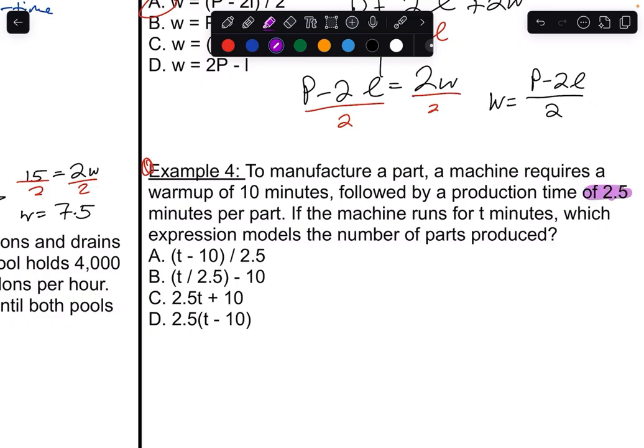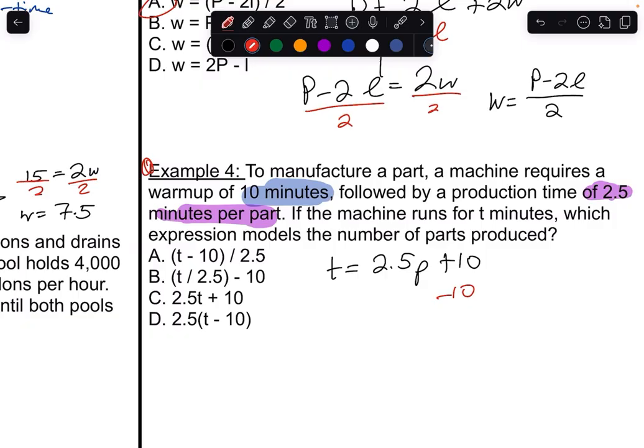If you haven't already, recurring, and then we got our fixed. It's per part, so I'll use P for part. It doesn't really matter in this case. So the amount of time, T, is 2.5 minutes per part, plus an initial 10 minutes of warm-up. If the machine runs for, and actually same thing here, which expression models the number of parts produced, as in we're solving for P.